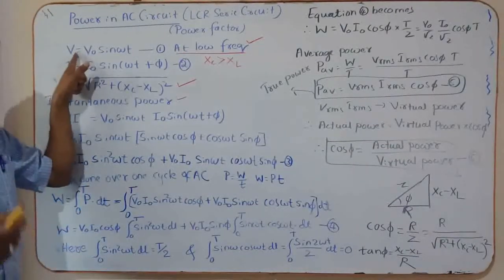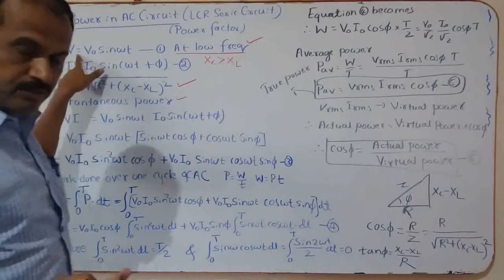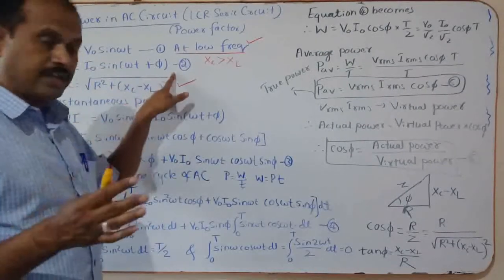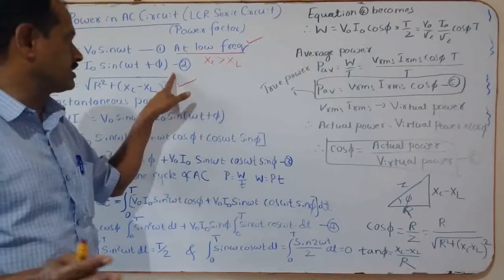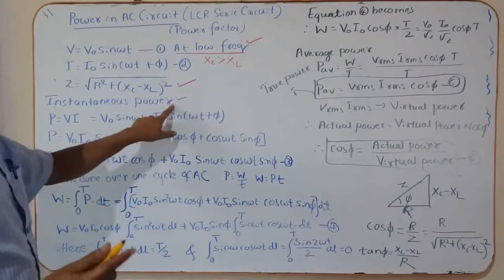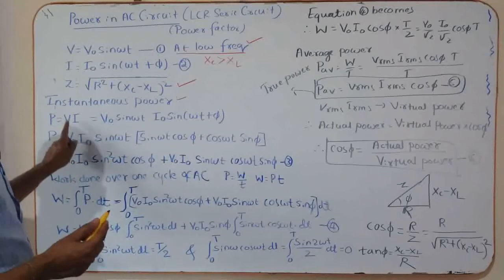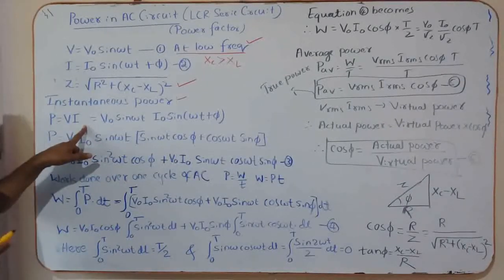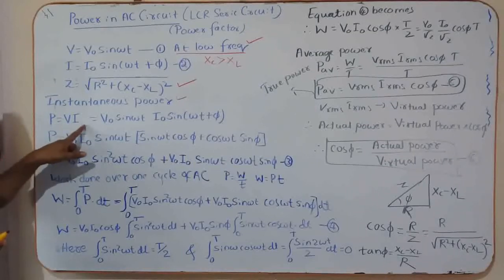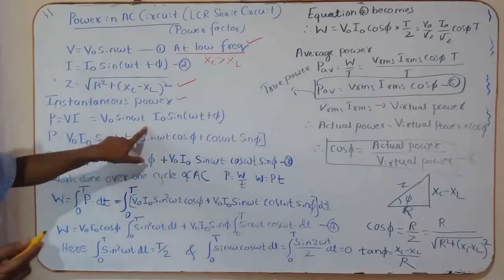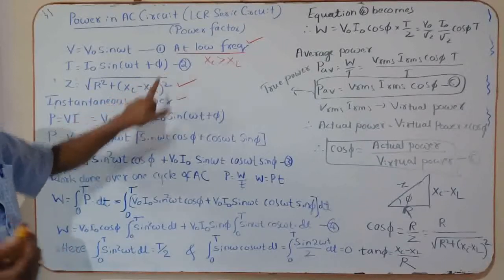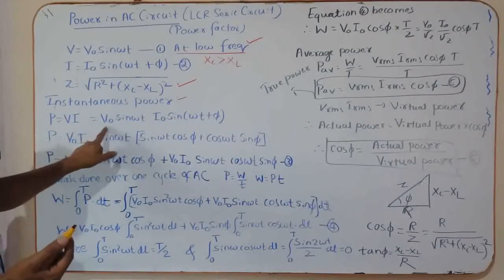Now this is the instantaneous voltage in the series LCR circuit, or you can say the EMF. Now this is the instantaneous current in the series LCR circuit. Now the instantaneous power is the product of voltage and current. P is equal to V into I, which is V0 sin omega t times I0 sin(omega t plus pi).